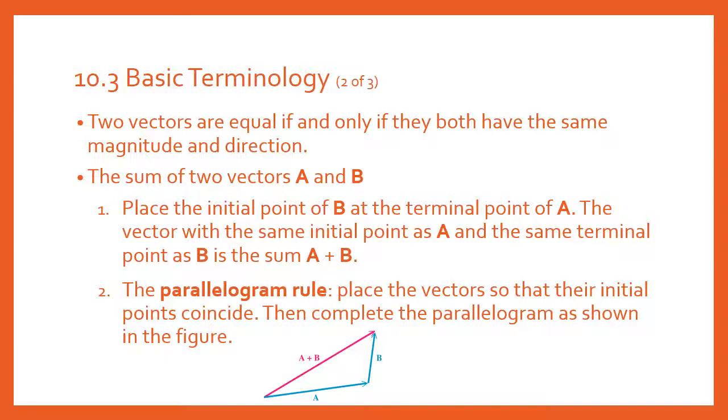Okay, the first picture here is method 1, placing the initial point of B at the terminal point of A, and then the diagonal there, the red diagonal, is A plus B. The second method is to put them so their two initial points are together, construct a parallelogram using those two as sides, and the diagonal there is A plus B, and you'll notice it's the same either way you go.